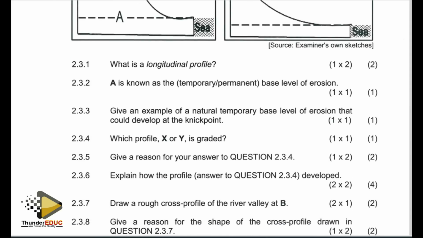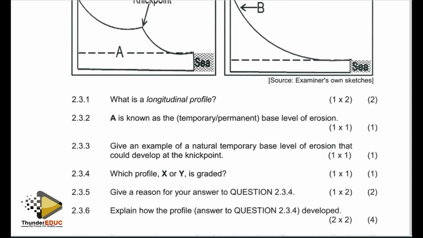Right. And give an example of a natural temporary base level of erosion that could develop at the neck point. At the neck point, we can have a lake developing here. It can be a feature of a temporary base level. Right, I will move on to the next question, number 2.3.4.